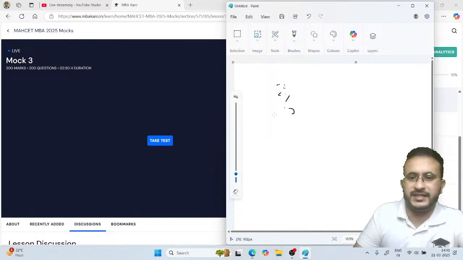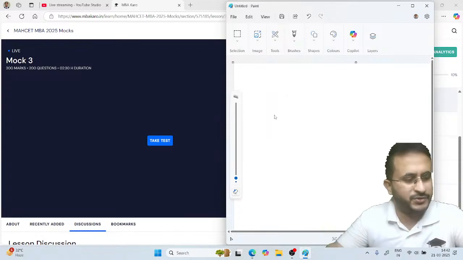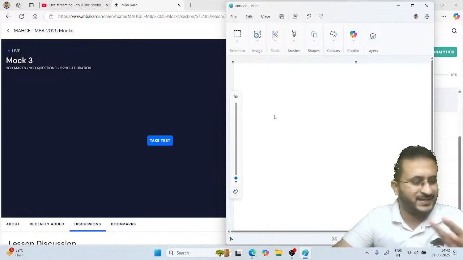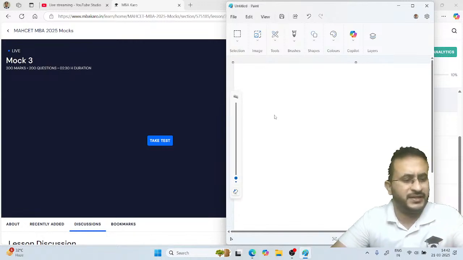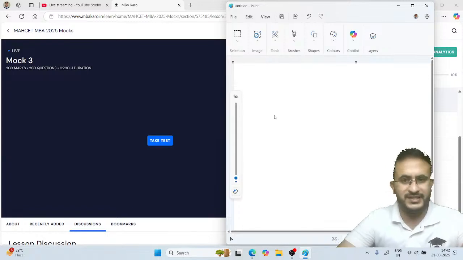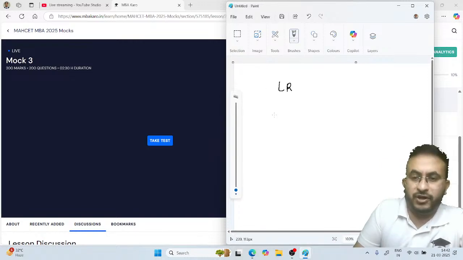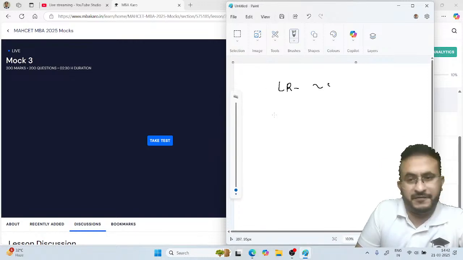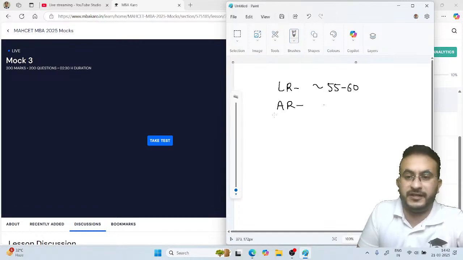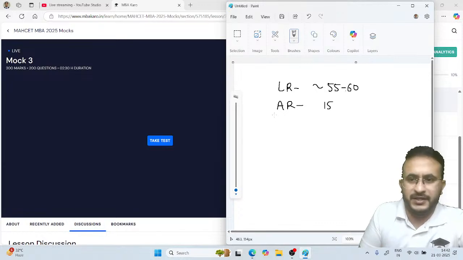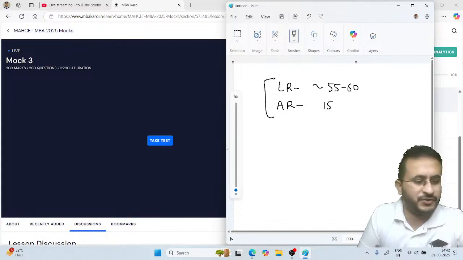So I'll start this test, and first I'll give you a rough time distribution also. This test 3 is on the moderate to difficult side. It is a little challenging, there are a lot of puzzles in it, and English is also not on the easy side. So for LR, you need to give around 55 to 60 minutes. For abstract reasoning, you should give 15 to 20 minutes. I would say 15 is a good time. So 70-75 minutes, that is half the paper.